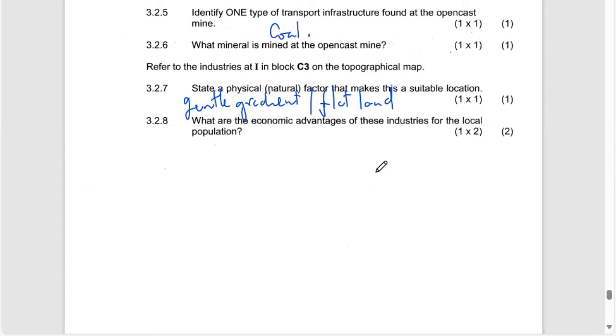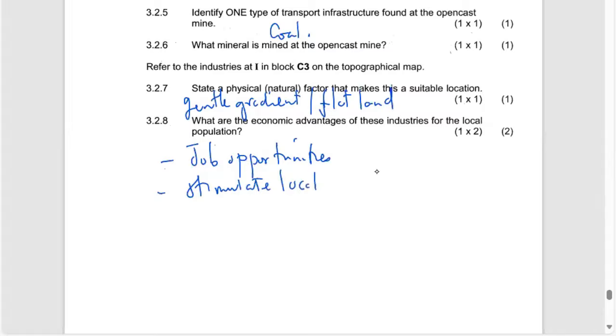What are the economic advantages of these industries for the local population? Economic advantages, for one reason, is job opportunities. People are going to get job opportunities from those industries. They're going to get employed in those industries. And also, it will stimulate local spending. And also, there will be infrastructure development. Any of those and others.